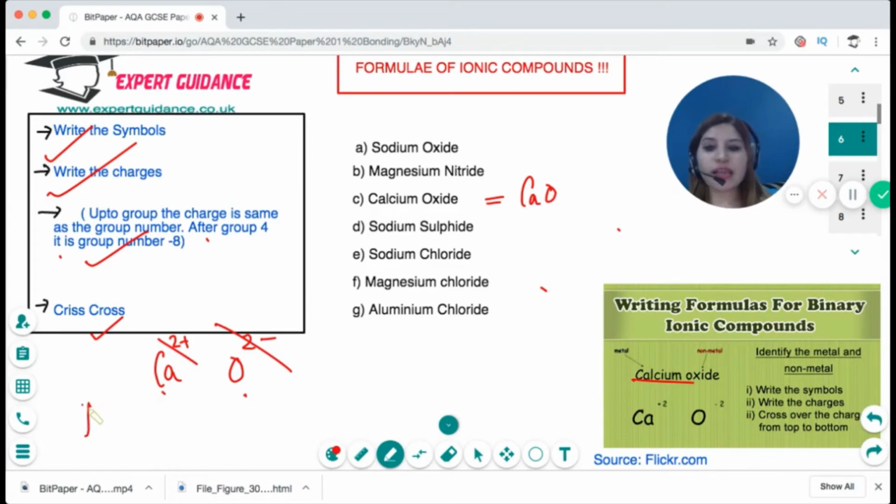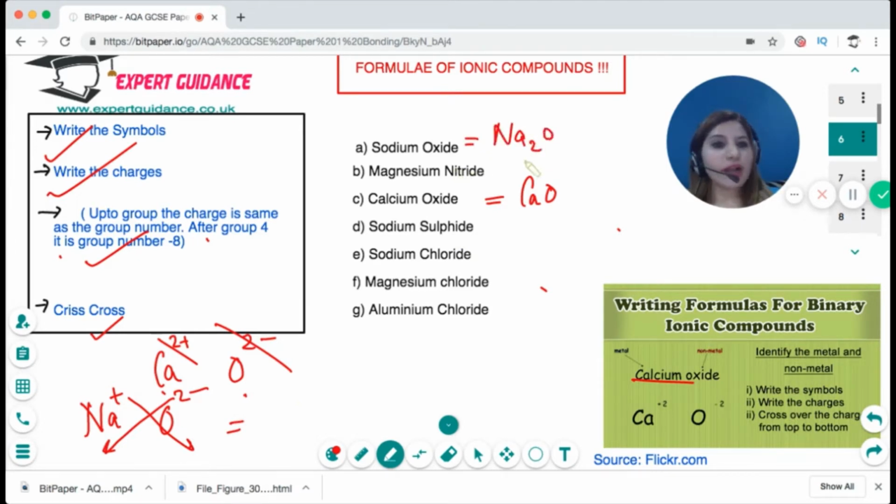Sodium oxide: sodium is in group 1, has a plus 1 charge. Oxygen is 6, 6 minus 8 is 2 minus, then you crisscross. The 2 of oxygen comes underneath sodium and the 1 of sodium comes underneath oxygen. Remember, it's the numbers that get crisscrossed. Generally, we do not write 1, so the formula would be Na2O.